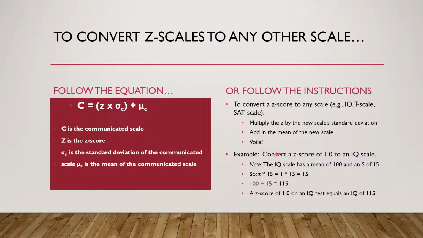For example, to convert a z-score of 1 to an IQ scale, you first have to figure out that an IQ scale, and this is typically given, has a mean of 100 and a standard deviation of 15. Psychometricians decide on how these scales work. So in that case, we take the z-score times the standard deviation, which is 15. That's going to equal, in this instance, 1 times 15, or 15. Then we add in the mean of 100 to get 115, and you're done. A z-score of 1 on an IQ test equals an IQ of 115. And that's it.